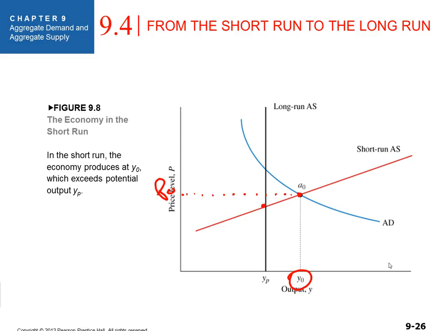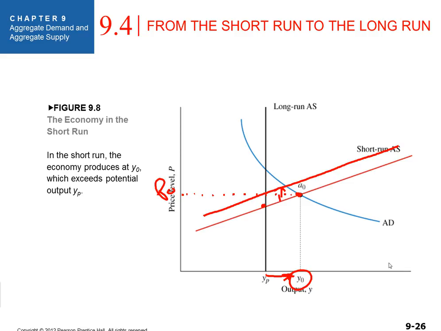We are actually beyond that. Okay, we are beyond full potential. So what's going to happen is workers are going to start asking for higher wages, and supplies, since we're producing beyond full employment, are going to start becoming more expensive. So that's going to cause a shift in the aggregate supply curve, because now wages are bid up and resource costs are bid up.